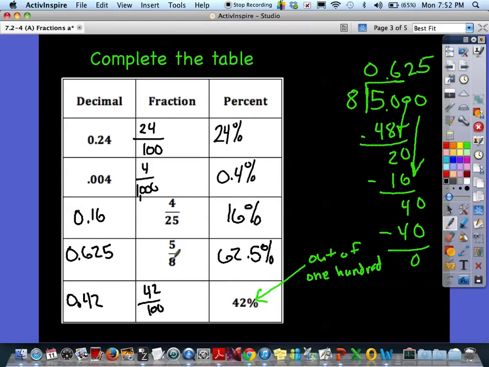Anyways, I hope this video was helpful for you. In your worksheet, you're just going to have to convert fractions and decimals to percents, and you're going to be able to nail that with no issues.